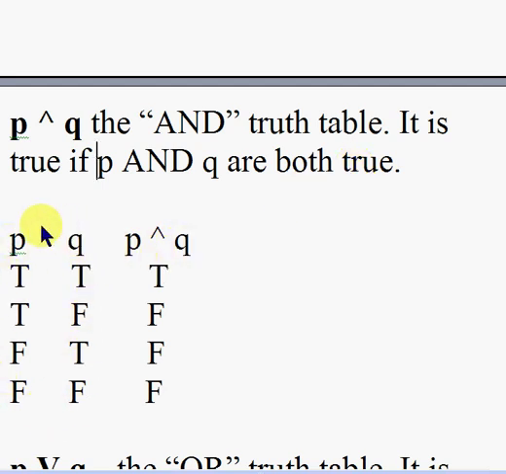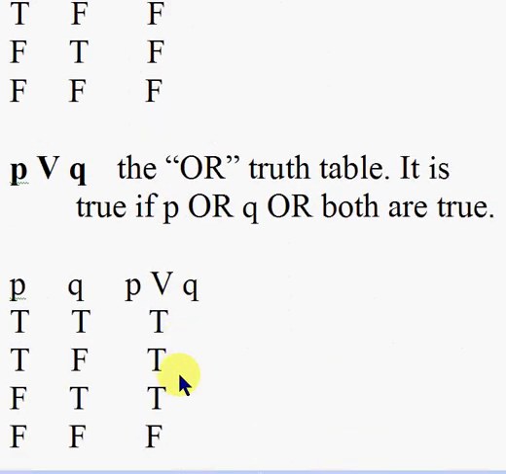Here we've set up our basic truth table the same way we always do. Note that when P is true and Q is true, then P and Q is true. But when P is true and Q is false, P and Q is false, because one is not true. Since Q is false, it is not true that P and Q are both true. Similarly, when P is false and Q is true, then P and Q is false. Of course, if P is false and Q is false, then P and Q is false.